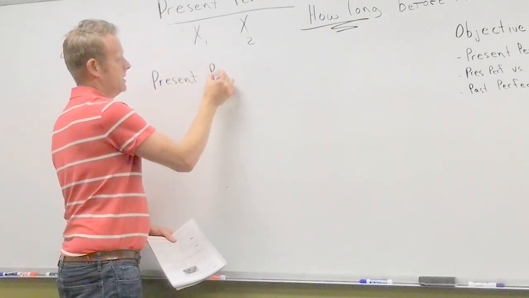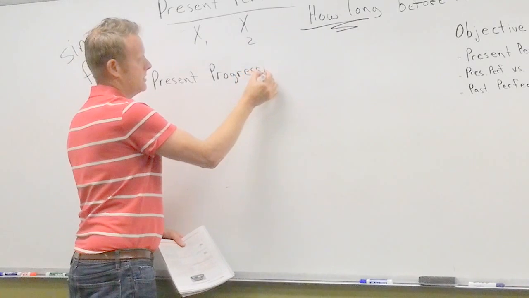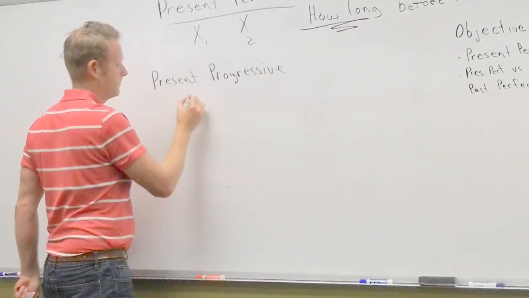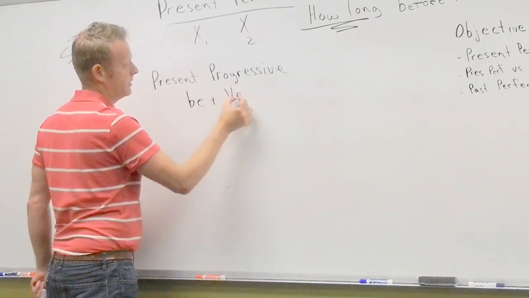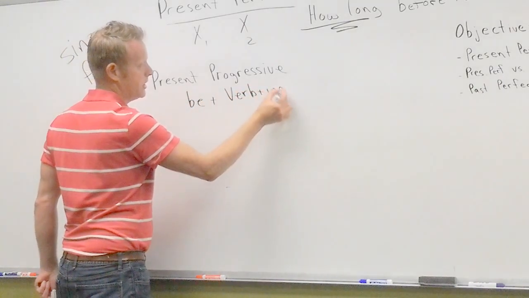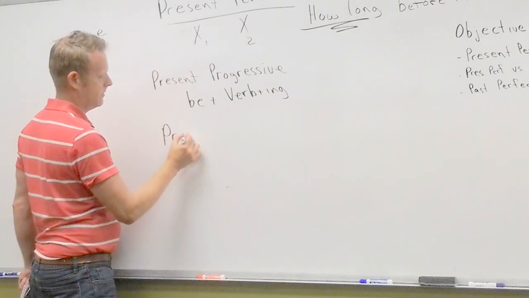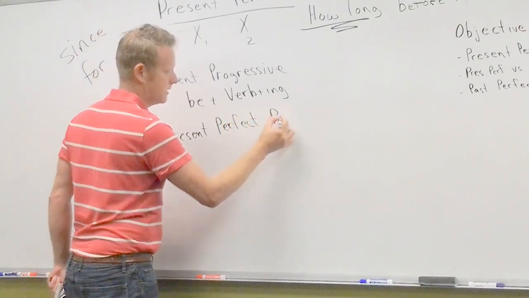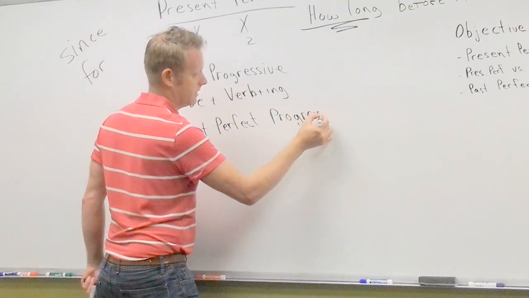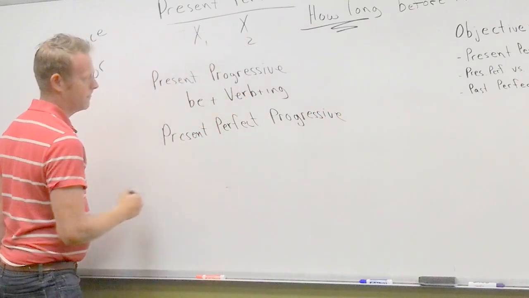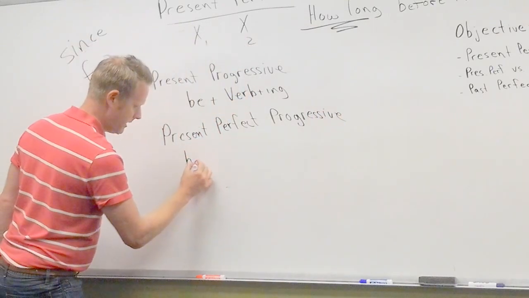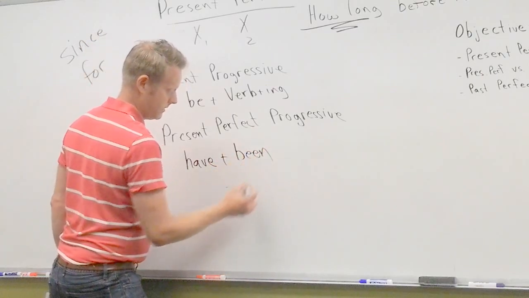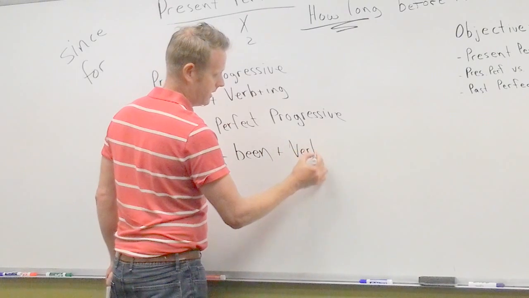So we're talking about present progressive. What do I need to make present progressive? You need a be verb plus the verb plus ing. Now, for the present perfect progressive, what do I need? We need a form of have, plus been, plus a verb with ing.